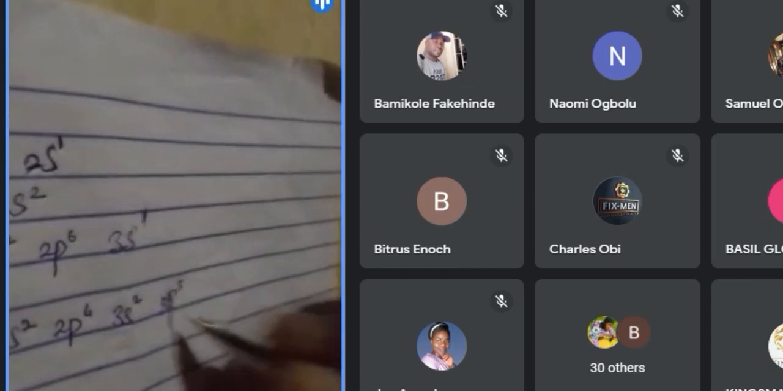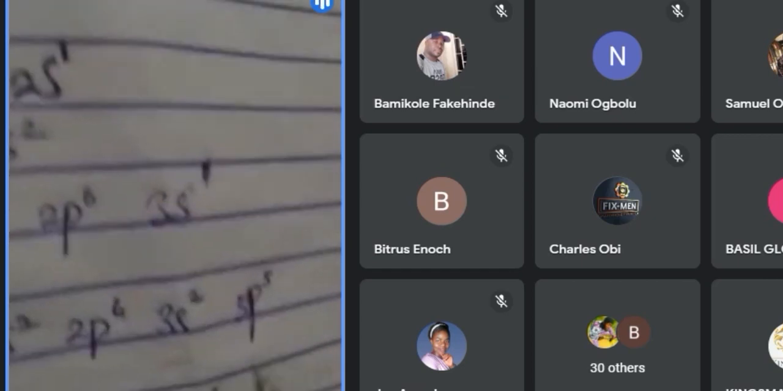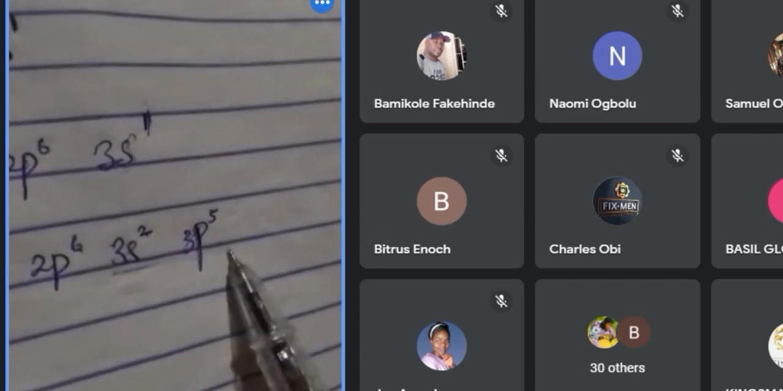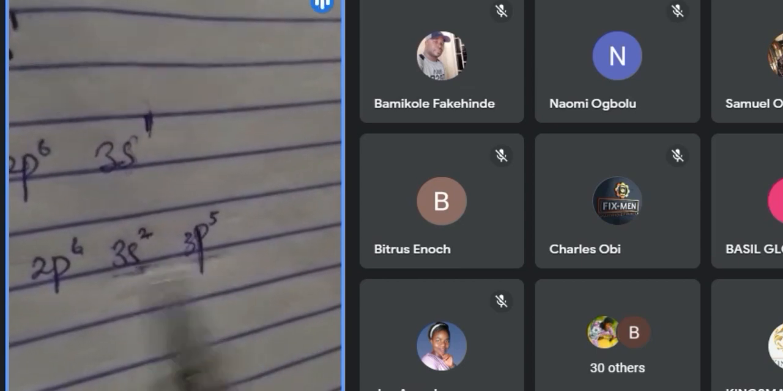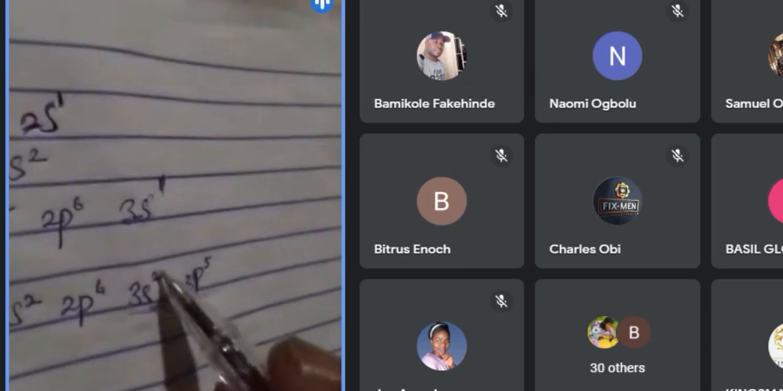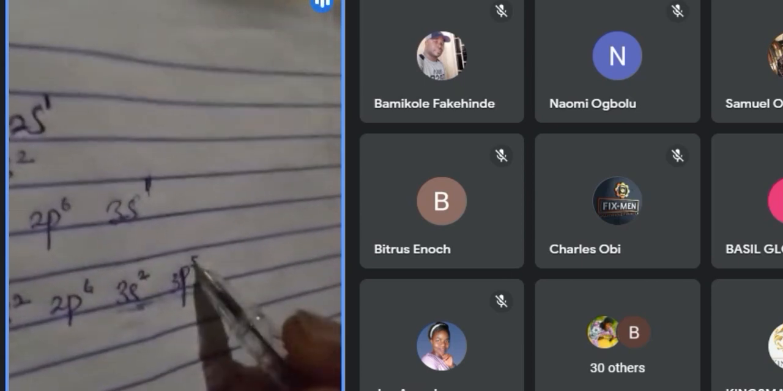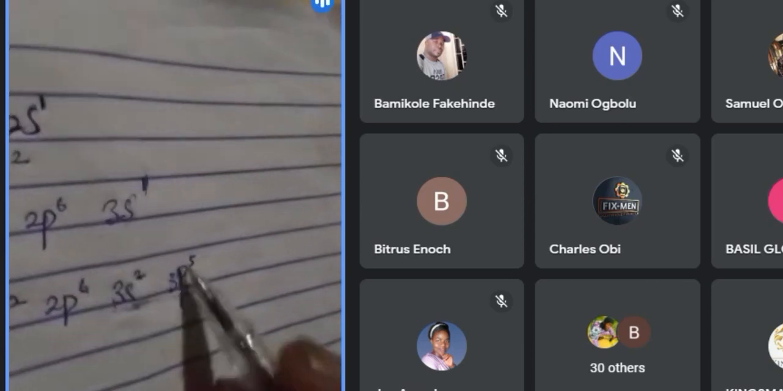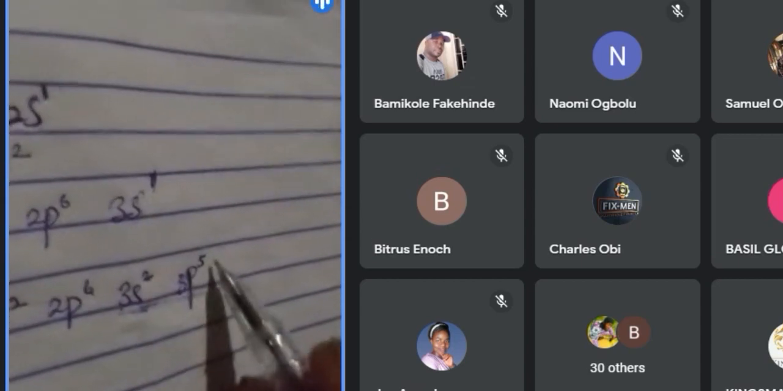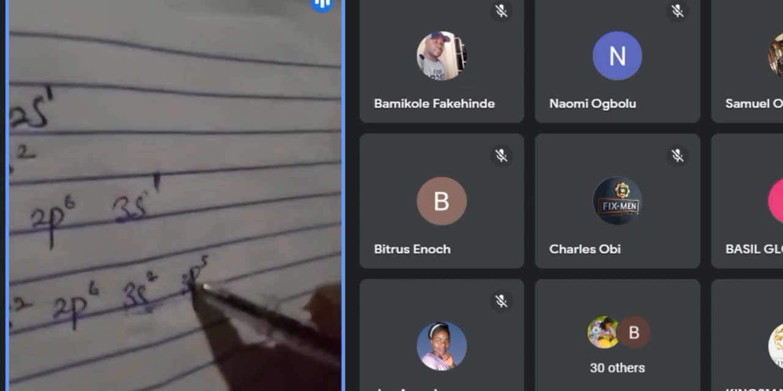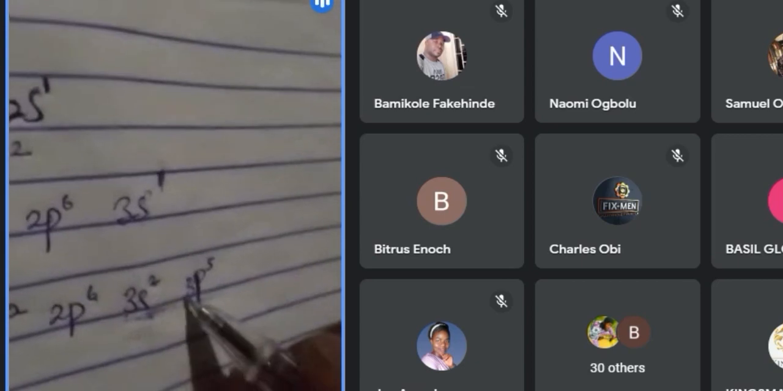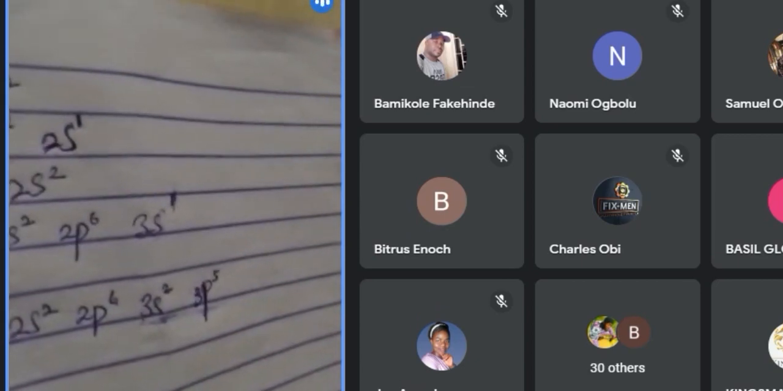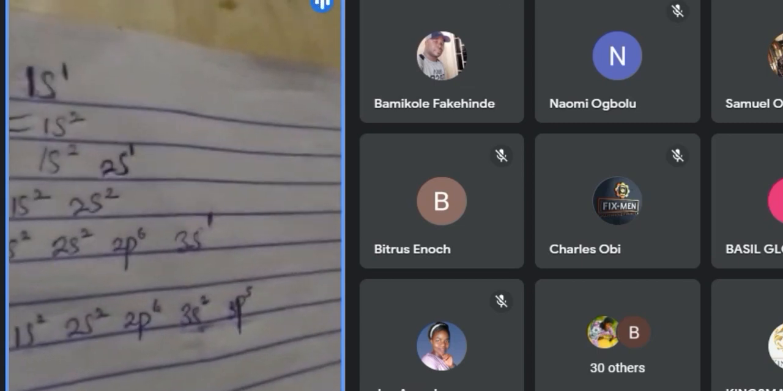So take a good look at this 3 and this 3. This is the energy level, 3s and 3p. That means this element is in group 2 plus 5, that's 7. It is in group 7, and it is a p block element. This 3 here means it is in period 3. So that is chlorine.